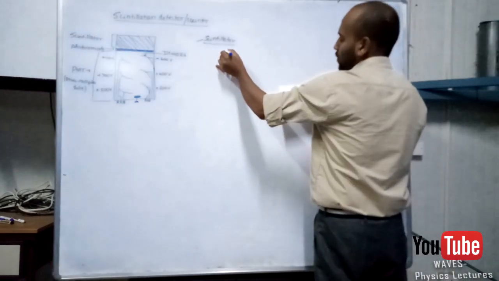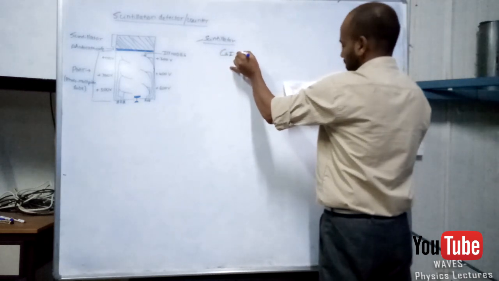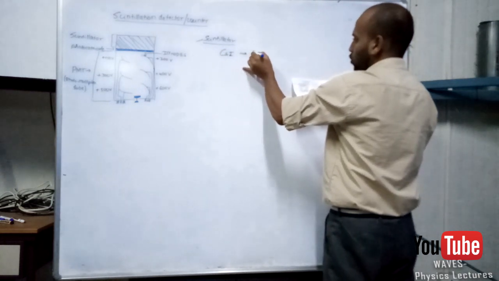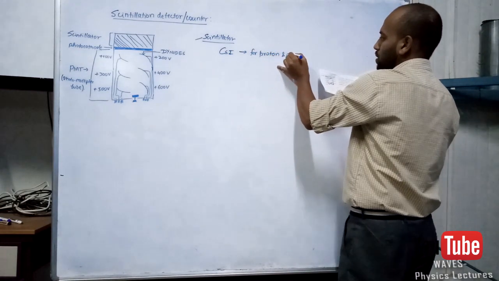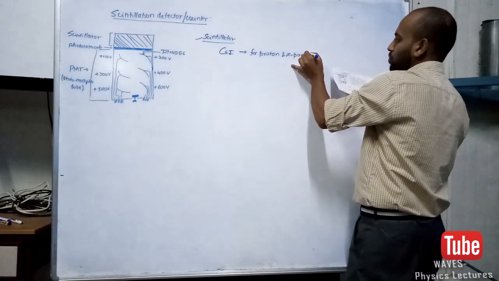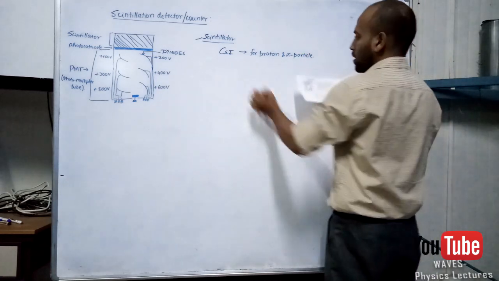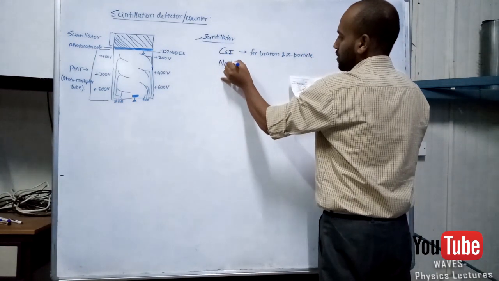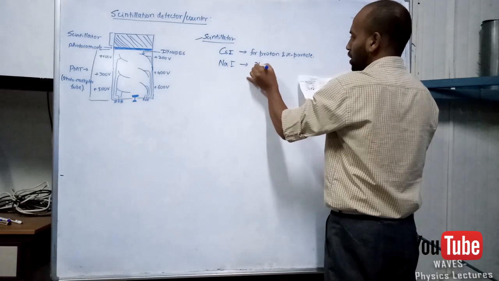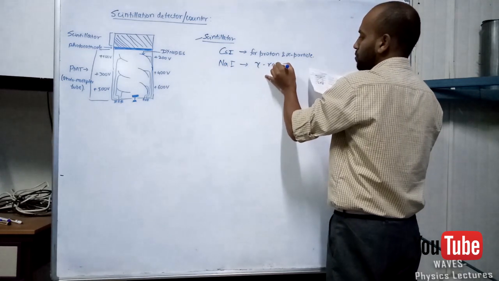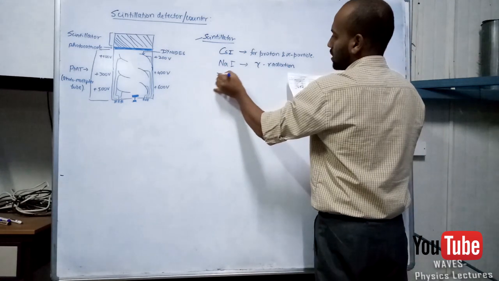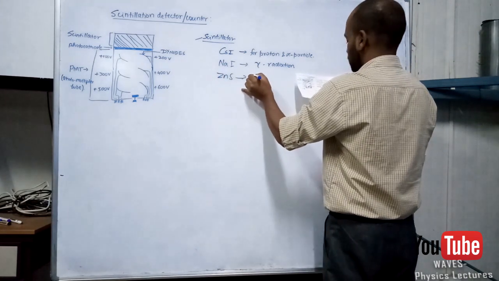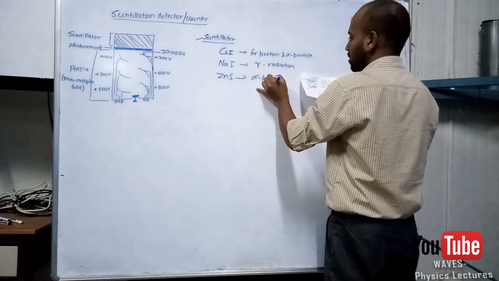So you have got a cesium iodide scintillator, and this basically is used for proton and alpha particle, detecting proton and alpha. And then we have got sodium iodide. This is for gamma radiation. And then we have got the zinc sulfide. This is for alpha particles.